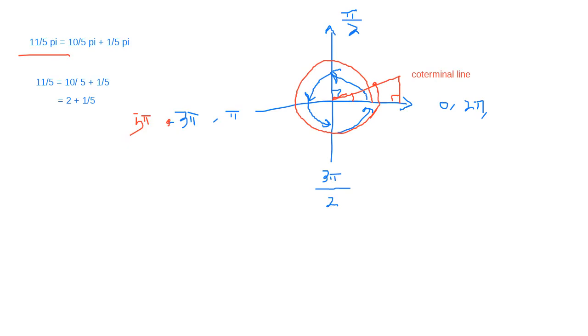Okay, so 11 over 5 pi, the reference angle is 1 over 5 pi, right? Because we can ignore the 2 pi. The 2 pi comes back to 0. So this angle, 11 over 5 pi, it doesn't go to the other side, right? Right here. You see this angle? Let me use a blue, green color. You see this angle right here? You see the triangle I made? Yes. So the triangle. What's the reference angle? Reference angle is here.